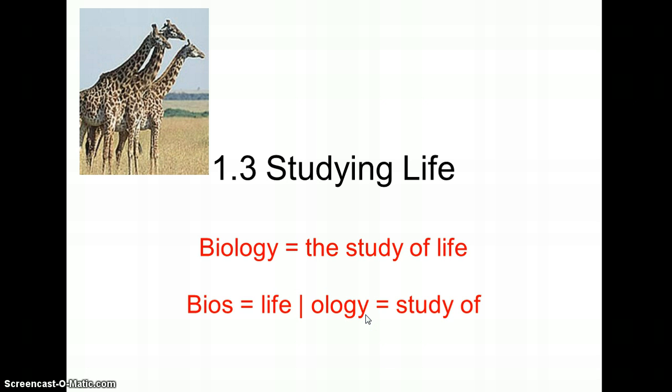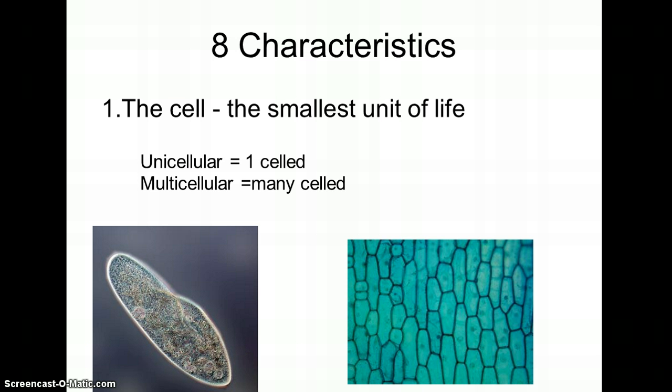Obviously, you're alive, your dog, tree, rocks. What makes it alive? So, we're going to go through the different characteristics of what makes things alive. The first thing that you need to know is a cell. You can be unicellular, like this little paramecium here. You can be many-celled. So this looks like onions, little plant cell.